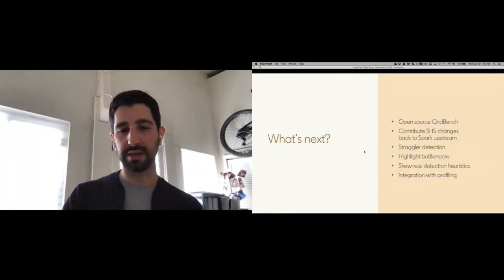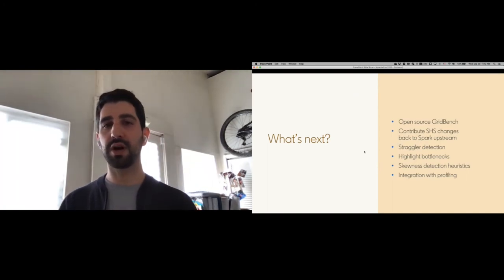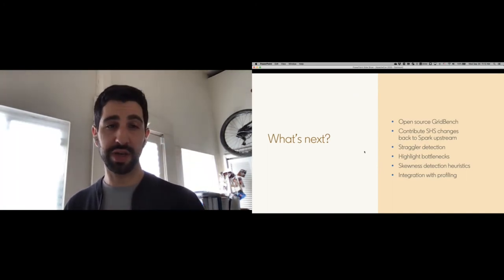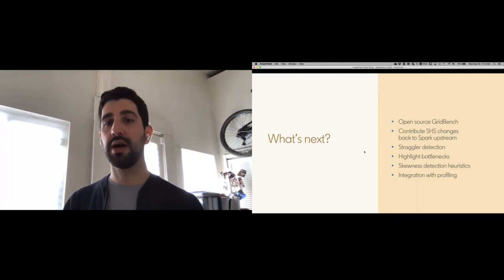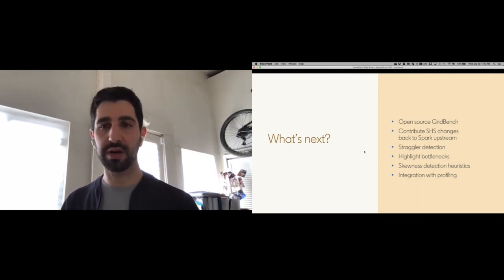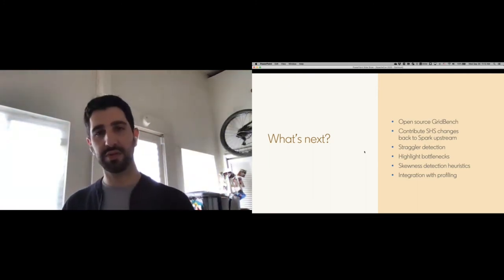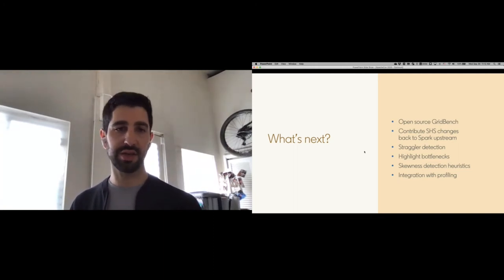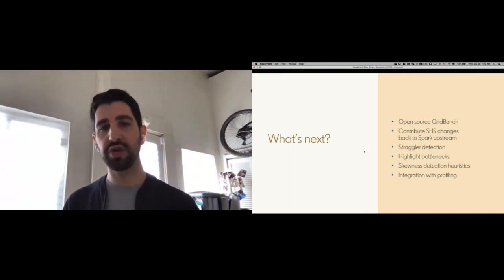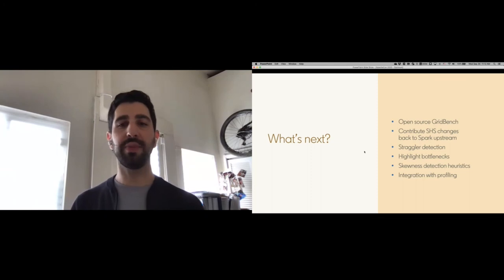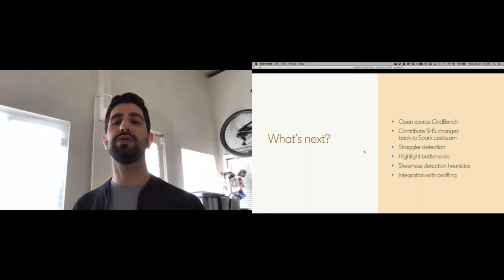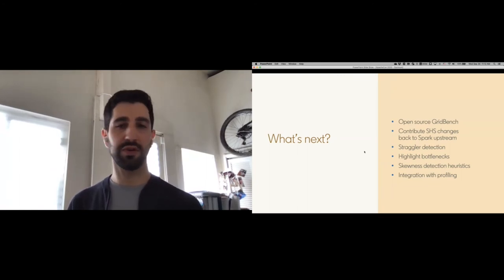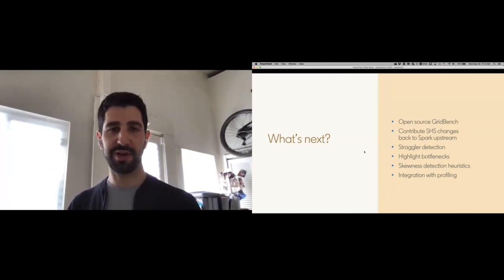So what's coming up next? We're planning on open sourcing GridBench and making it available for the community. We're working on contributing our SHS changes back to Spark Upstream so everyone can enjoy the necessary changes that we've made in order to collect the metrics that we're seeing in GridBench. We're going to add straggler detection, highlighting bottlenecks, skewness detection heuristics, and integration with CPU profiling. So yeah, hold tight. This is all coming up.